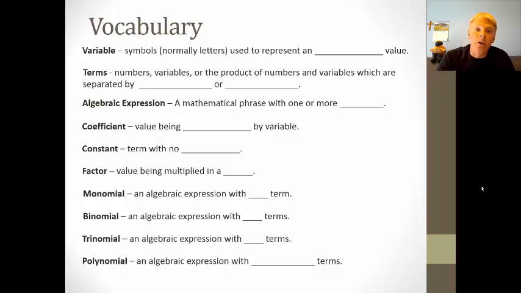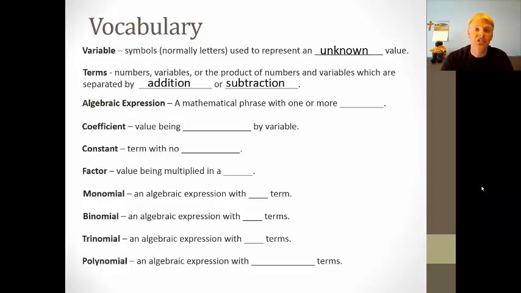A variable. Now, a variable is a symbol, normally a letter, that is used to represent an unknown value. It is actually a value. It's a number, but we just don't know what it is yet. Now, terms. Terms are going to be pretty important as well. They are numbers, or they could be variables, or they could actually be a product of a number and variable, multiplication there, which are separated by, and this is really important, addition or subtraction. Addition or subtraction symbols is how we know where one term ends and the next term begins.